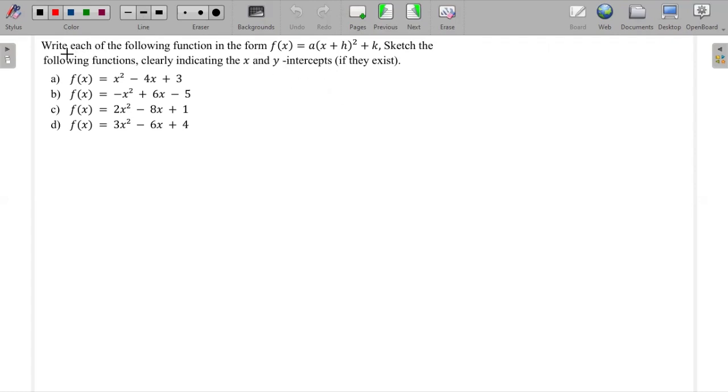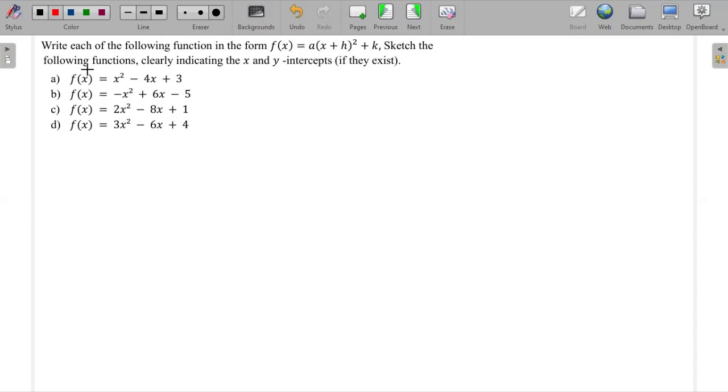The question says, write each of the following functions in the form f of x equals a, and then in the brackets x plus h, close, squared plus k. And then once you express it there, sketch the following functions, clearly indicating the x and the y intercept if they exist, because some of the quadratic functions that we're going to have are not going to have any x intercept. But it will always have a y intercept. All right, so let's do that.